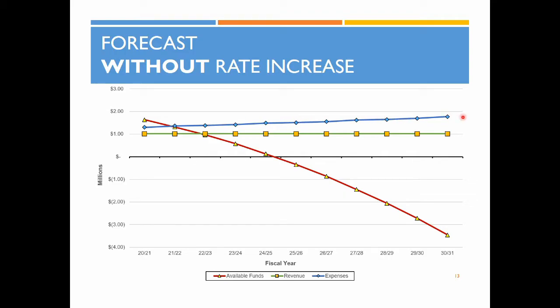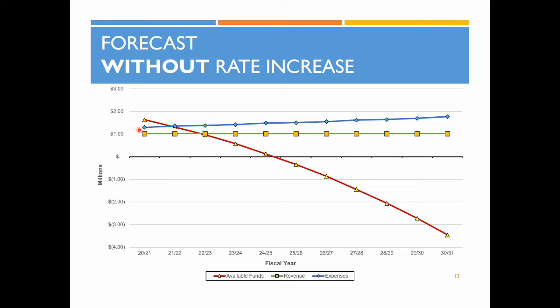Each year it costs us a little bit more to pay our utilities and to pay for construction projects and things like that. This green line here represents our revenue. The vast majority of our revenue comes from our sewer fees that we charge to our customers. You can see that we get about $1 million in revenue each year. So right from the start, you can see that there's an imbalance.